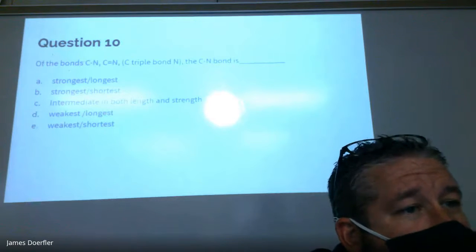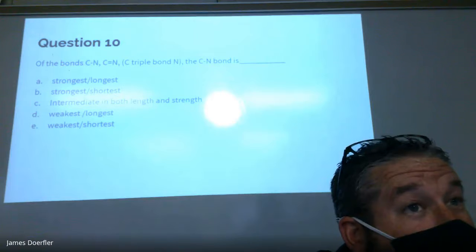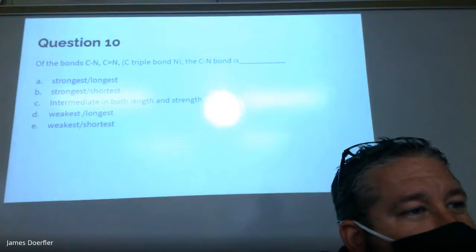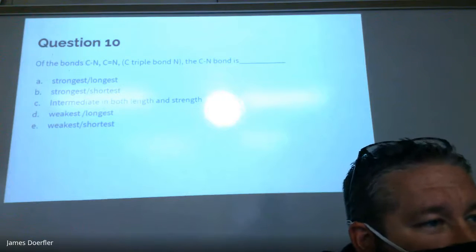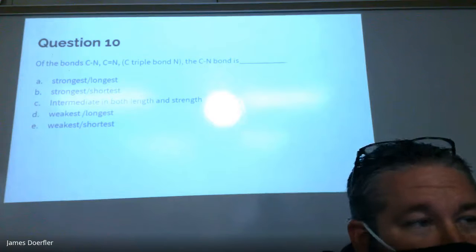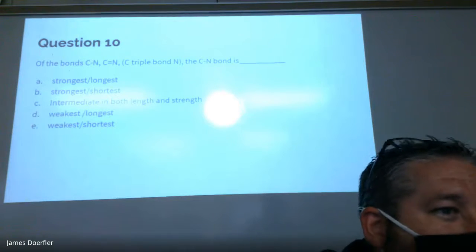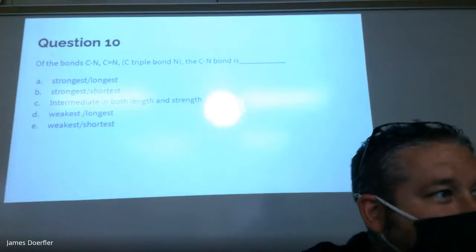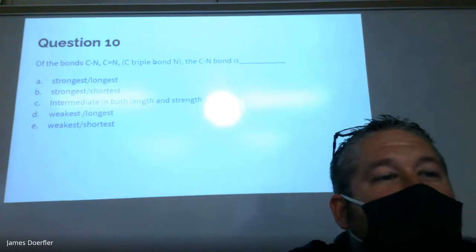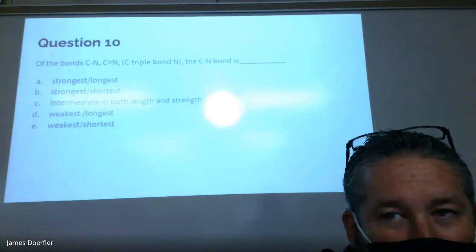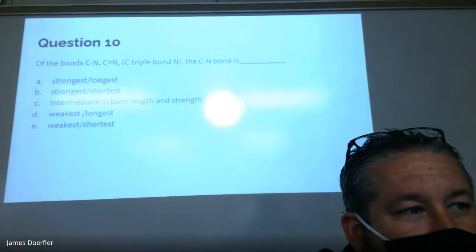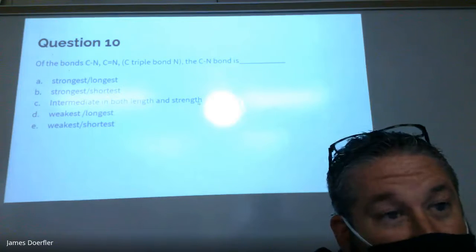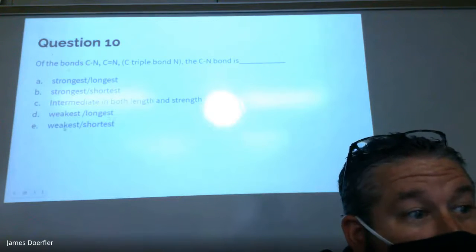Question 10. Now, I was very limited in the ability to indicate bonds on here, so I've got to explain this question. So of the bonds, carbon to nitrogen single bond, carbon to nitrogen double bond, or carbon to nitrogen triple bond, I had to write triple bond because I didn't have a symbol for that. So that means the 3 lines, okay? The carbon to nitrogen single bond is blank. Strongest, longest; strongest, shortest; intermediate in both length and strength; weakest, longest; or weakest, shortest.